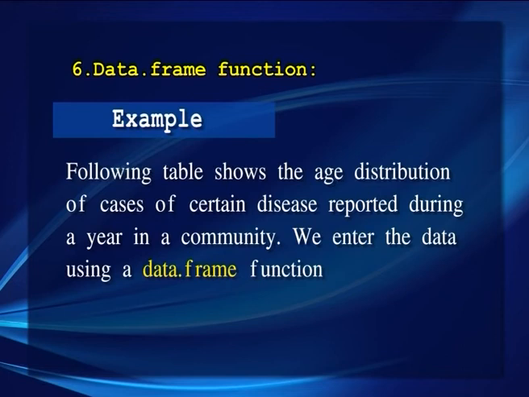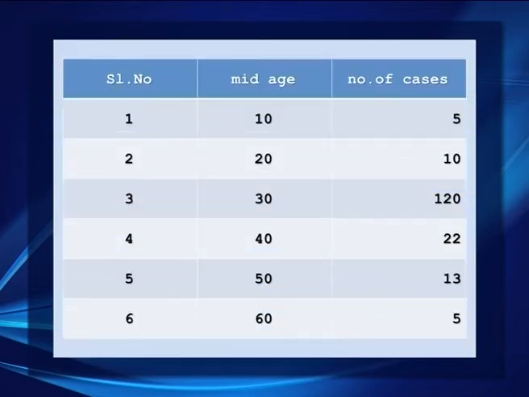Example, the following table shows the age distribution of cases of a certain disease reported during a year in a community. We enter the data using the data.frame function. In the first column we see the serial number 1, 2, 3, 4, 5, 6. The second column gives the mid age 10, 20, 30, 40, 50, 60, and the third column gives the number of cases 5, 10, 120, 22, 13 and 5.